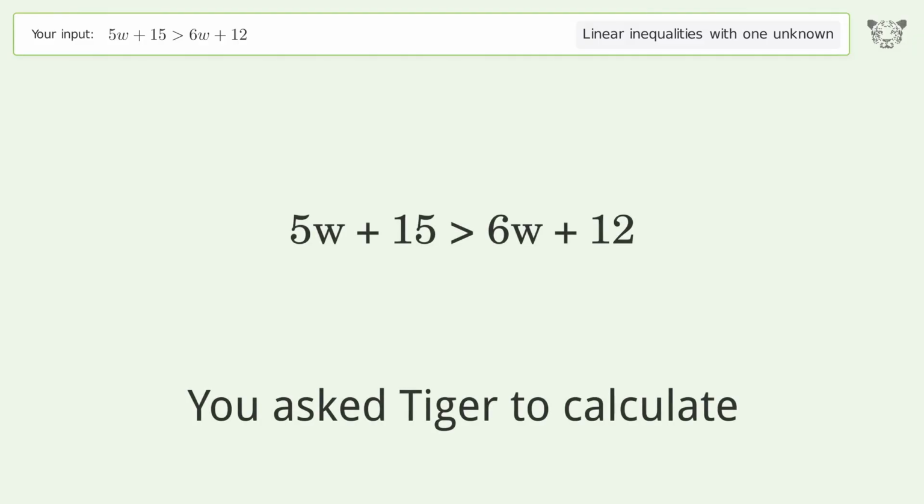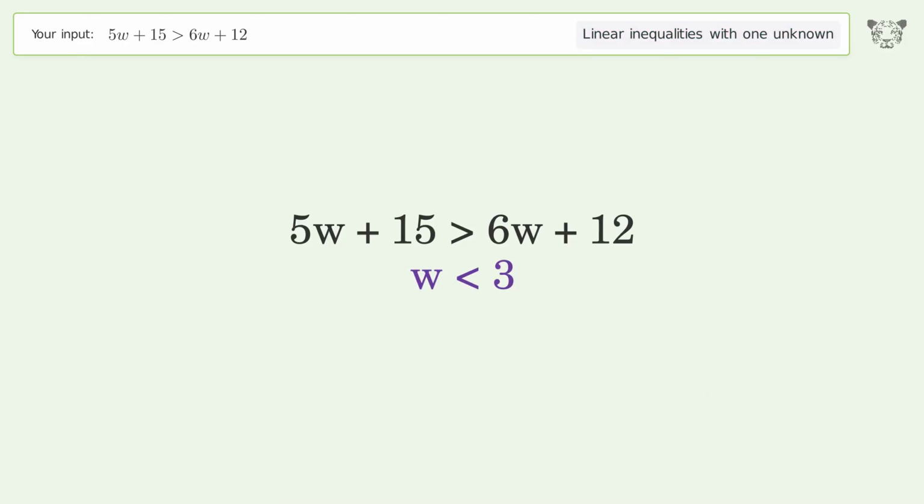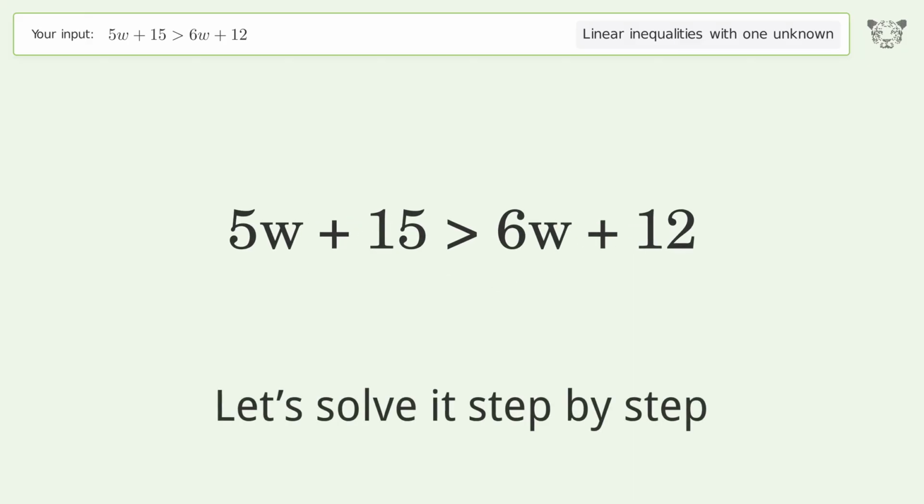You ask Tiger to calculate. This deals with linear inequalities with one unknown. The final result is w smaller than 3. Let's solve it step by step.